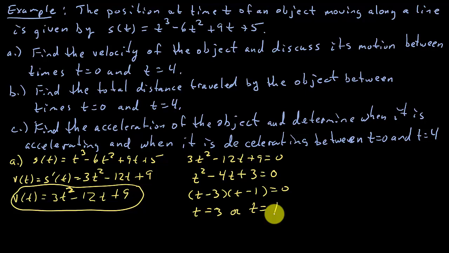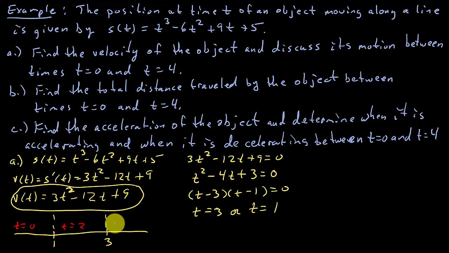So what I want to do here is plot this on a number line, 1 and 3. And that's going to break this up into 3 different regions. And what I'll do now is we will choose a number from each region. So let's do t equals 0, t equals 2, and t equals 4.